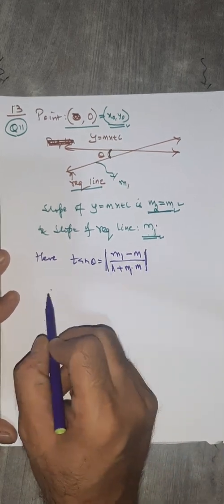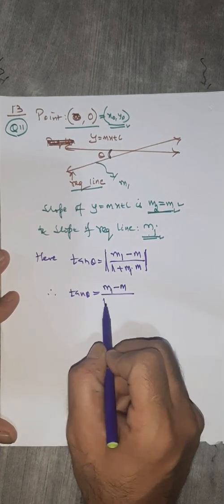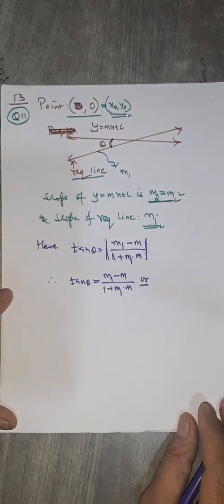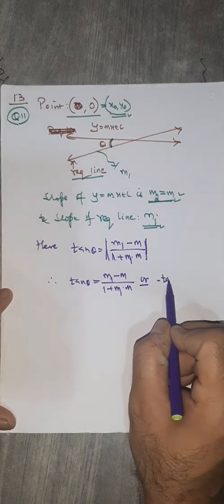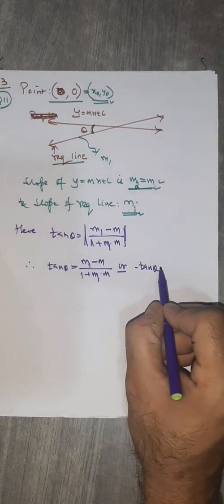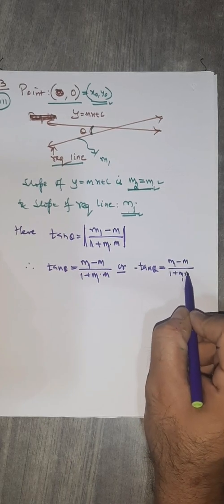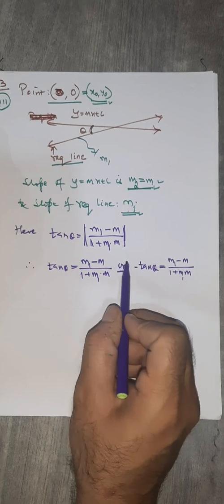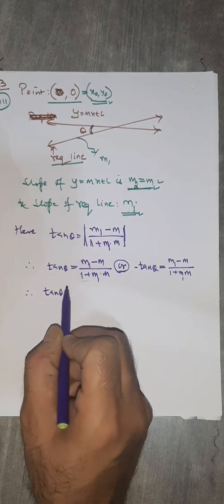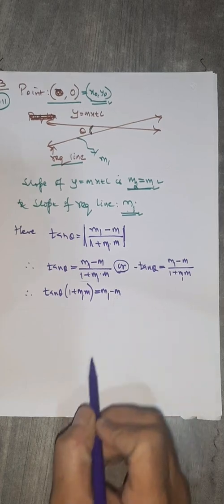Now drop the modulus. So tan theta equals m1 minus m upon 1 plus m1 into m, or here minus tan theta equals, what will we get here? m1 minus m upon 1 plus m1 m. Okay, so let's take the cross multiplication over here. So tan theta into 1 plus m1 into m equals m1 minus m. What do we want?